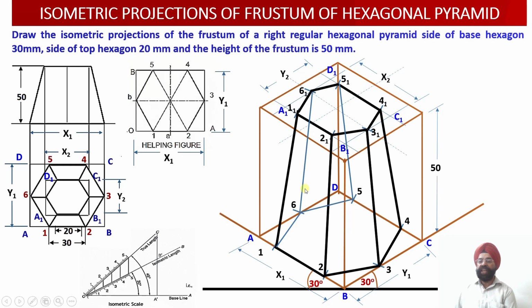Even if we omit these edges over here, I can omit this edge, I can omit this edge, or even this edge and even this edge, still the construction of this hexagonal pyramid would be complete. So this is the construction of the frustum of a hexagonal pyramid, in which at the top surface you have a smaller hexagon, at the bottom surface you have a bigger hexagon, and the height of this particular frustum has been marked as 50 millimeter, right?